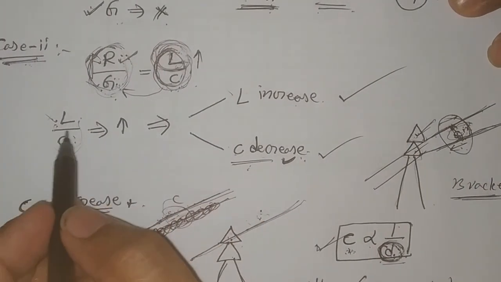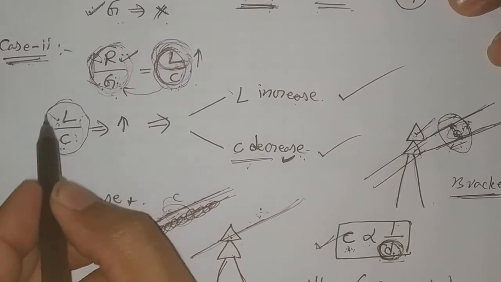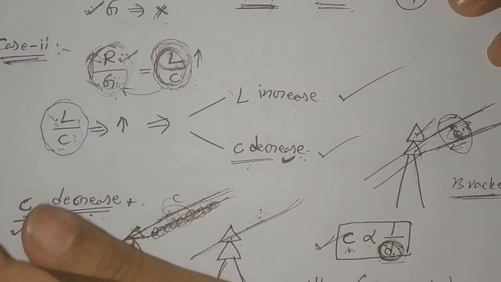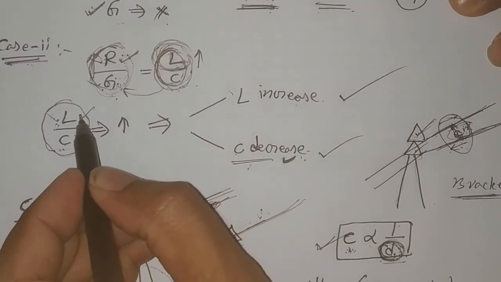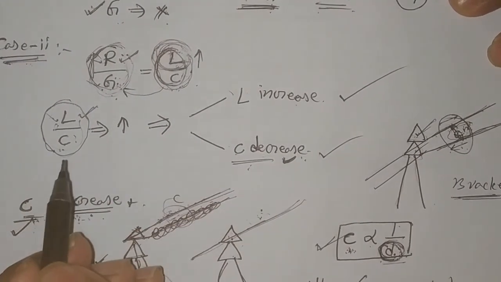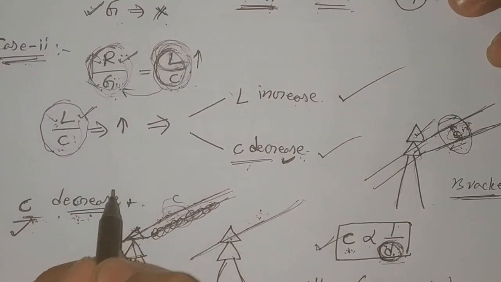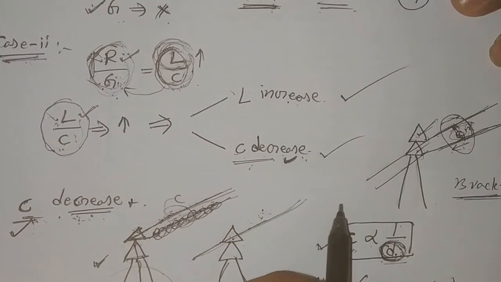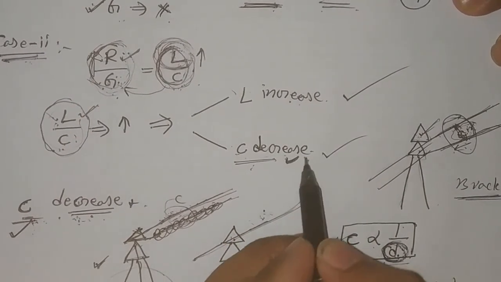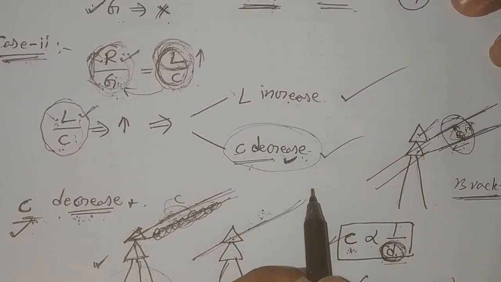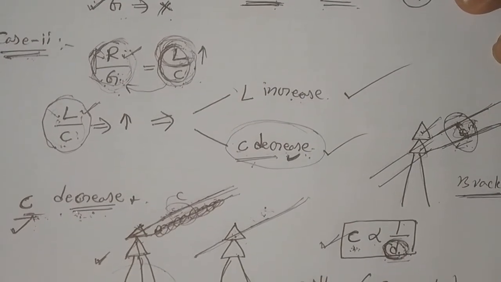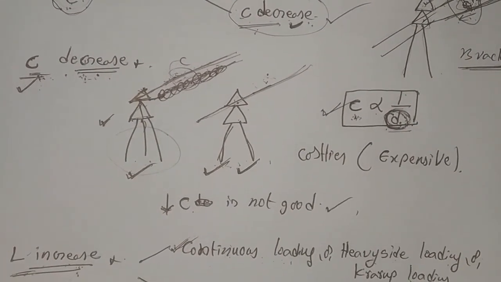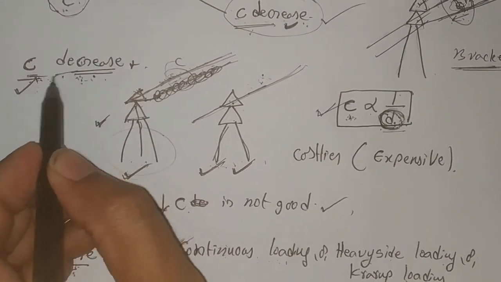So in this case again, if you want to increase this L by C, then you have only two choices. One choice is you have to increase the L value, and another choice is you have to decrease the C value. That means you have to increase L or decrease C. Now, what is the problem of choosing a smaller capacitance should be explained below. Let us see what happens if we decrease the C value.